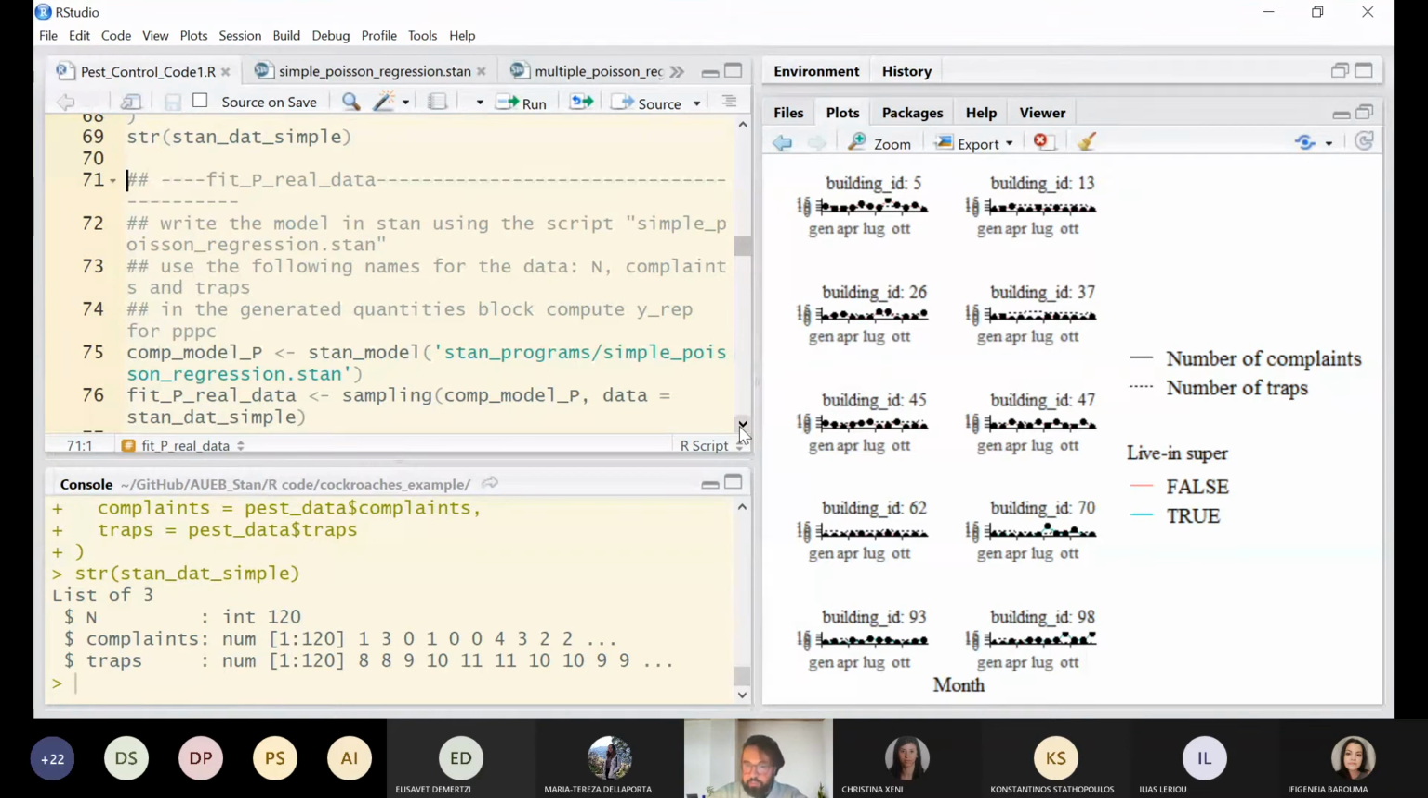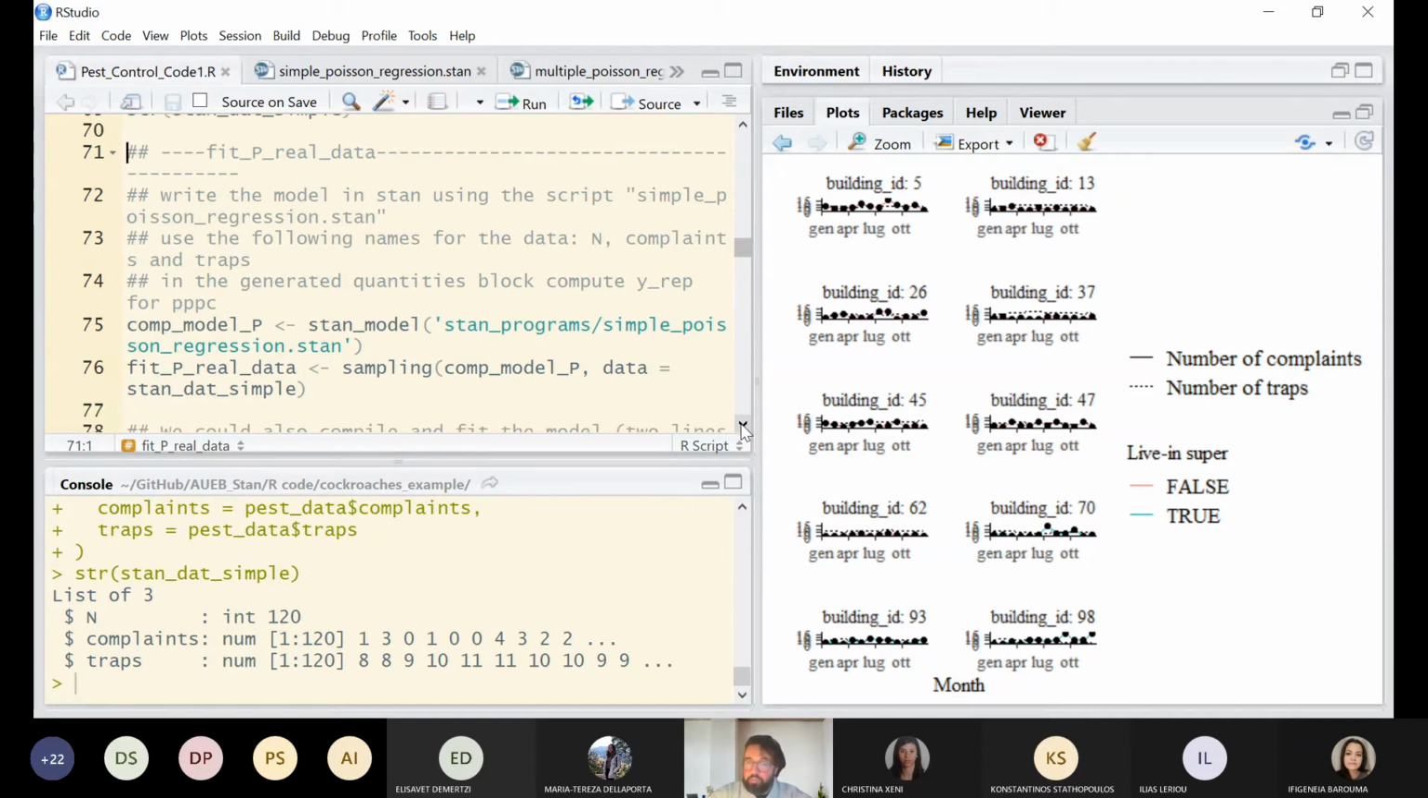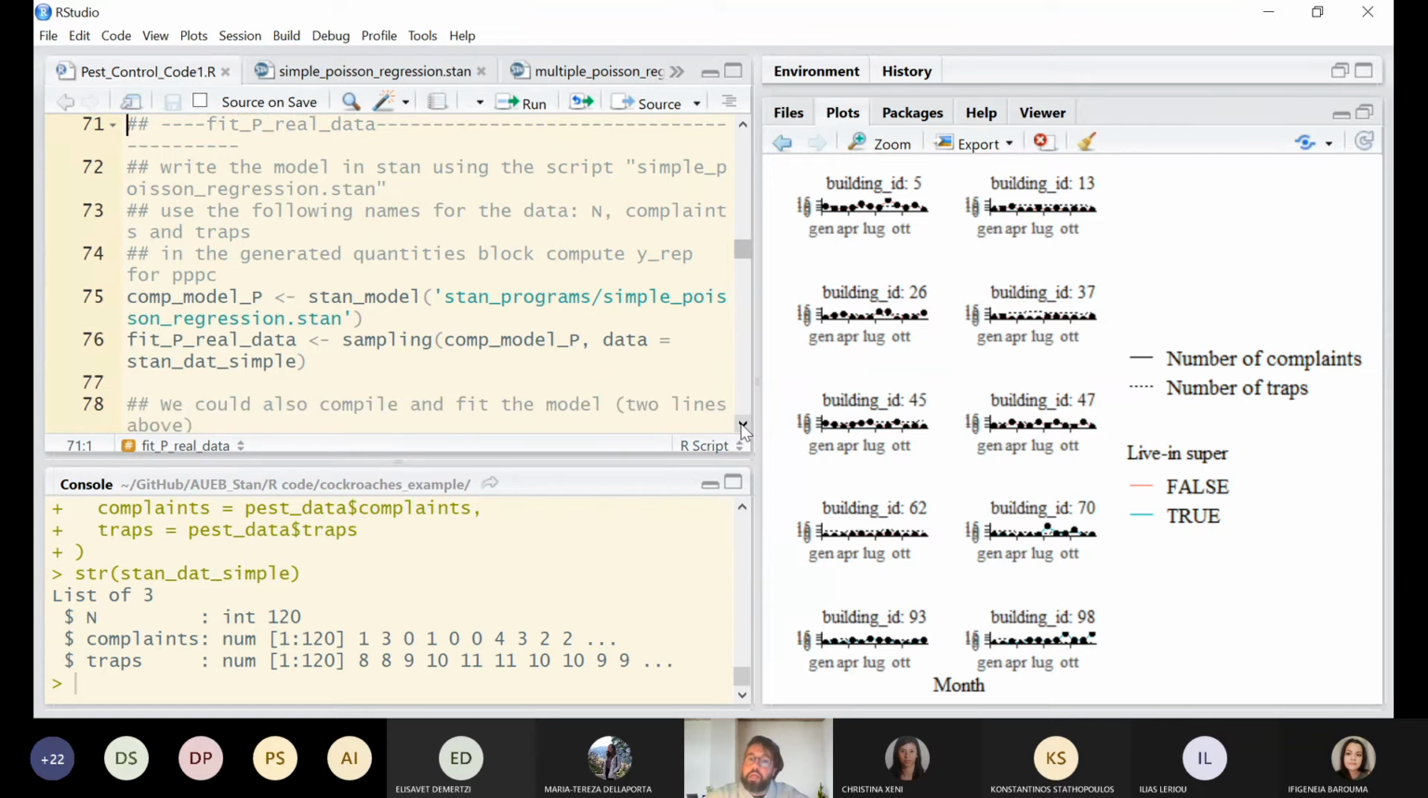We're not doing anything about this. We are just assuming that all the complaints come from, let's say, the same building. So very, very rough and stupid Poisson problem. We are basically using a generalized linear model, so a Poisson model, and the only covariate that we are going to use, go back in the slide if you want to take again into consideration the covariates, is the number of traps.